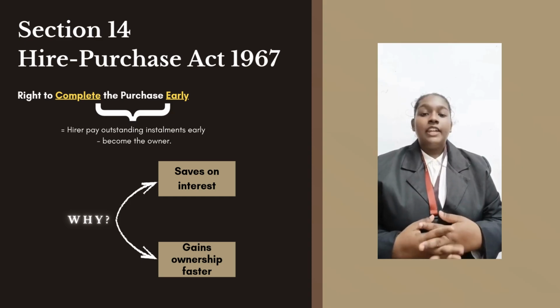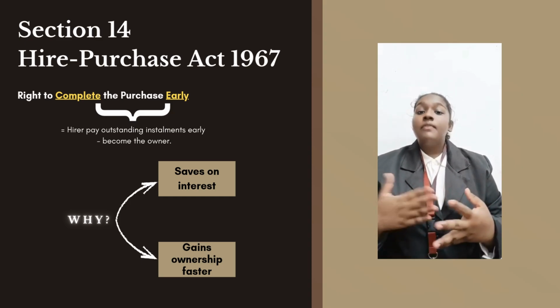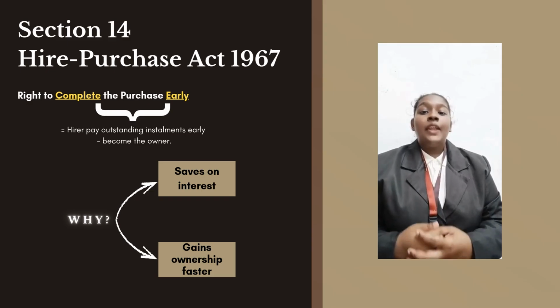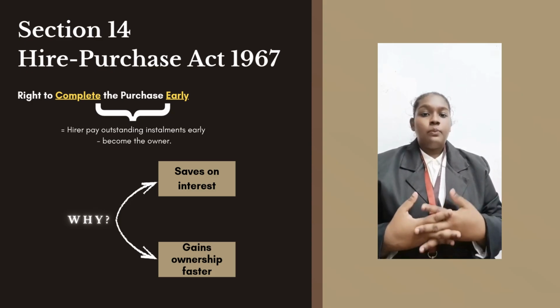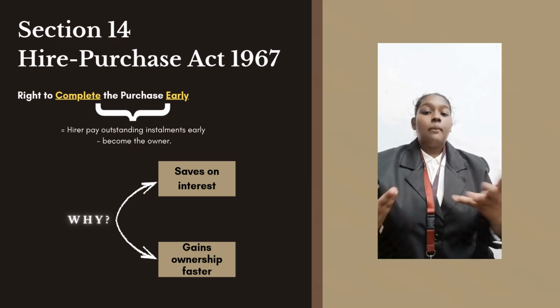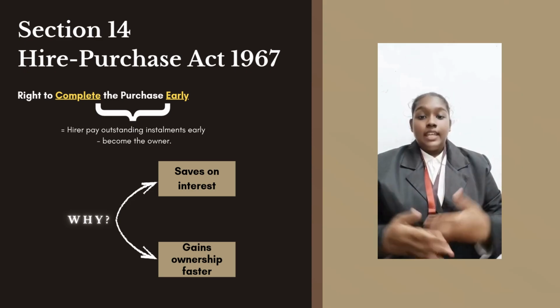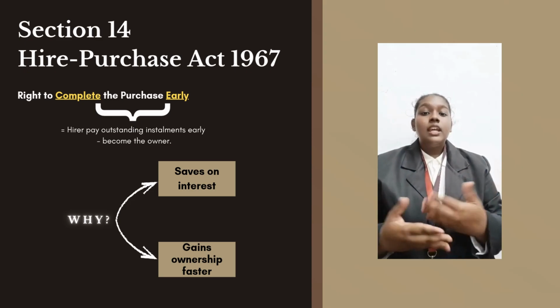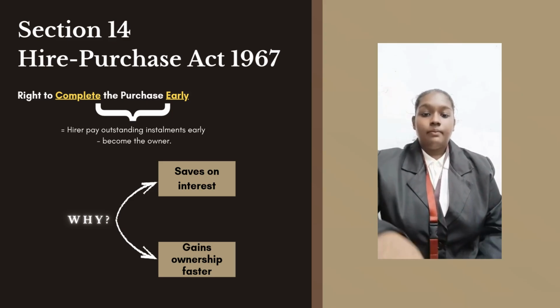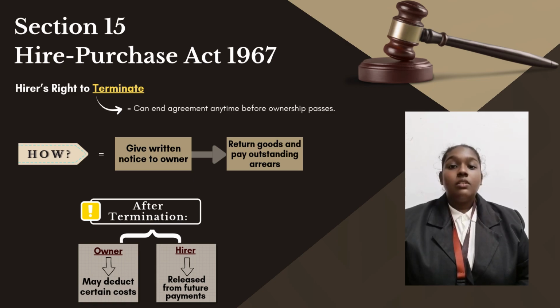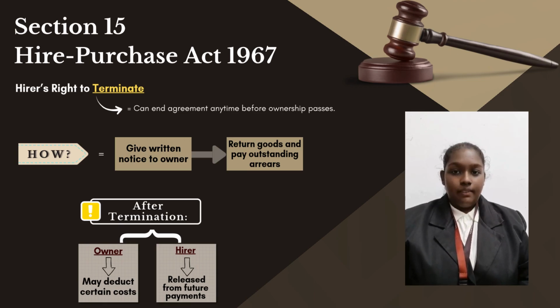The hirer can contact the financial company, in other words the owner of the company, and request to settle all the remaining installments, minus a rebate of the interest charge that would be incurred due to the early payment. This saves the hirer money on future interest payments and gives them full ownership of the asset. Just now we saw Section 14. Now we will see Section 15 of the Hire Purchase Act 1967.